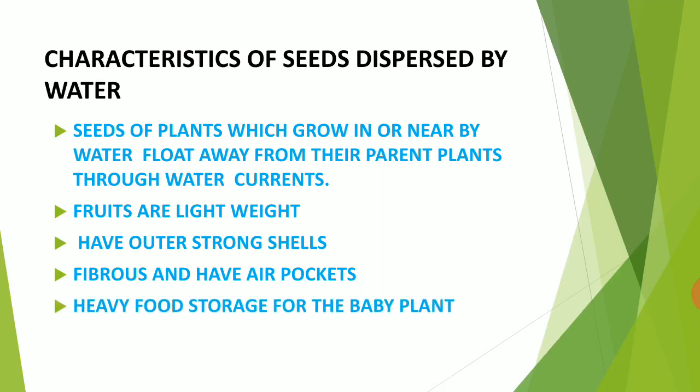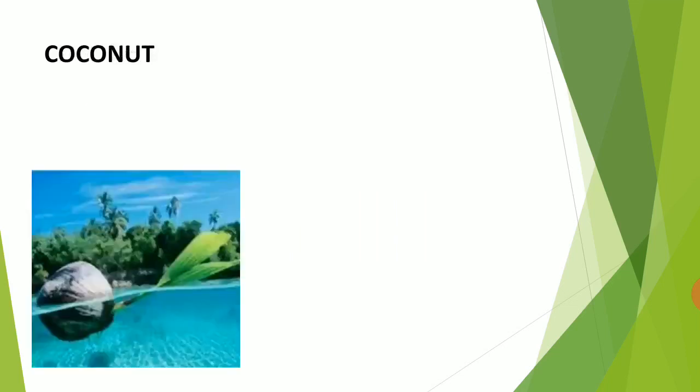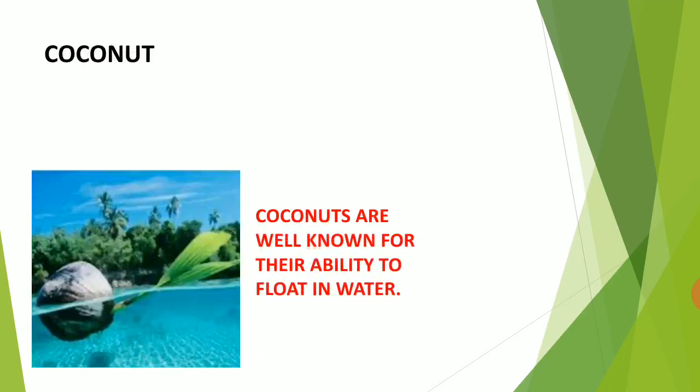Now let us understand by taking few common examples. First example is of coconut. Coconuts are well known for their ability to float in water because the coconuts have outer fibrous wall with air pockets, and inside the fibrous wall they have got a hard shell and also heavy amount of stored food for the baby plant.